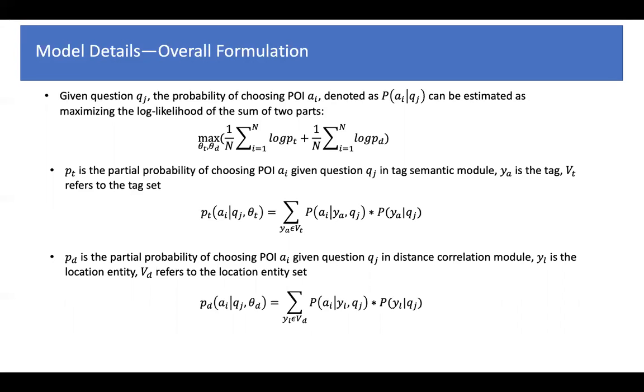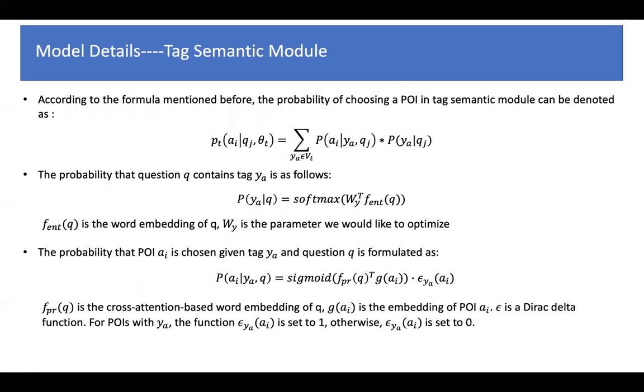PT is the partial probability of choosing POI AI given question QJ in text semantic module. YA is a tag, and VT refers to the tag set. PD is the partial probability of choosing POI AI given question QJ in distance correlation module. YL is a location entity and VD refers to the location entity set.